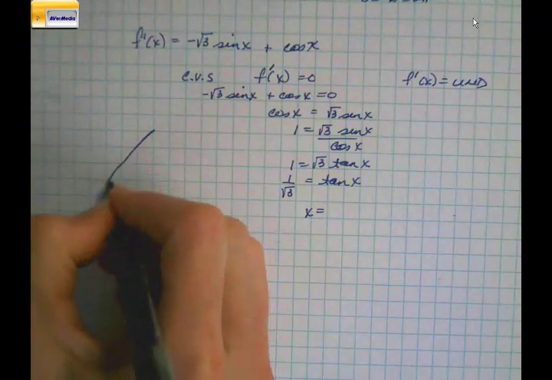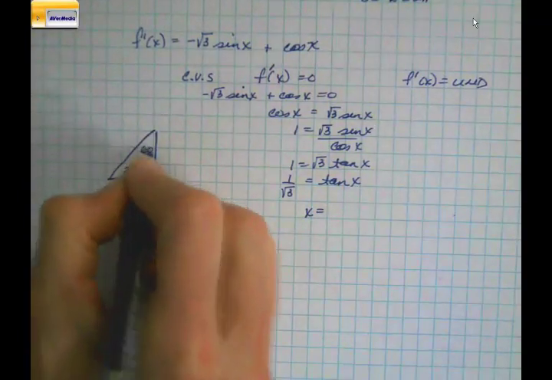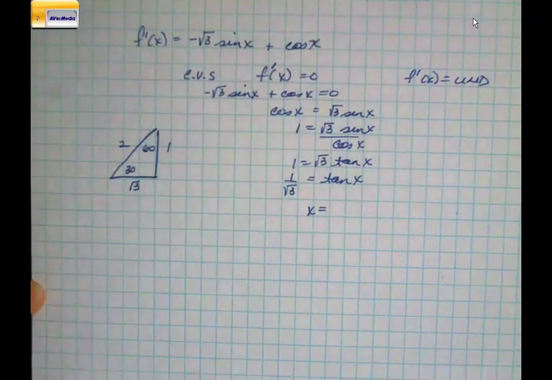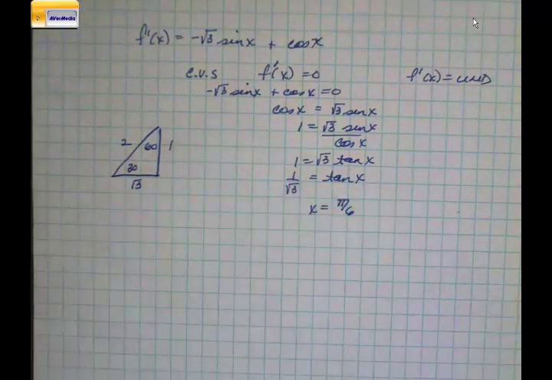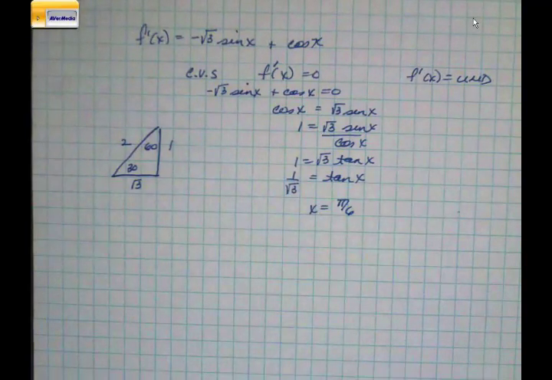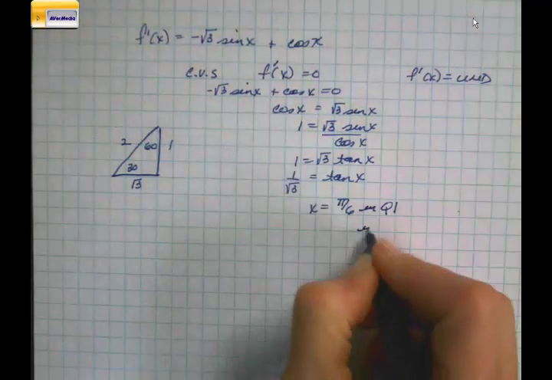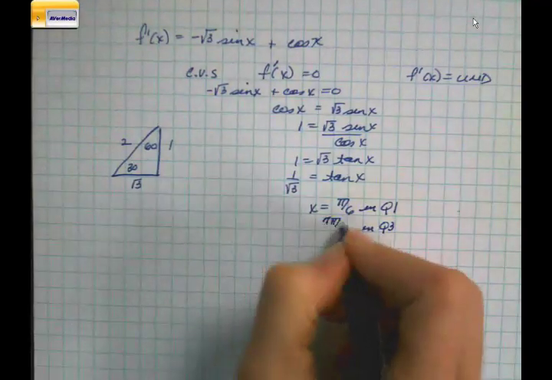Well, I have always done this with right triangles. You guys might know it by heart. But if this is a 30-60 triangle, the sides are 1, 2, and the square root of 3. So for tangent to be 1 over square root of 3, that's got to be 30 degrees, or pi over 6, right? So x is pi over 6. Well, tangent is only positive in quadrants 1 and 3. So it's pi over 6 in quadrant 1, but in quadrant 3, this would be 7 pi over 6.